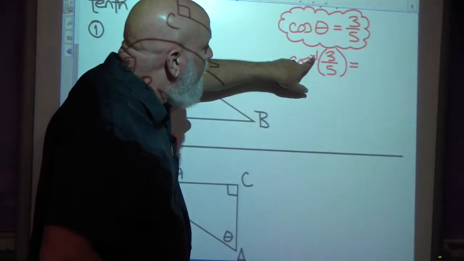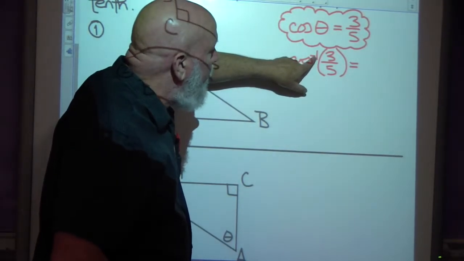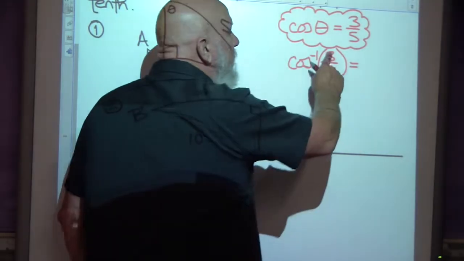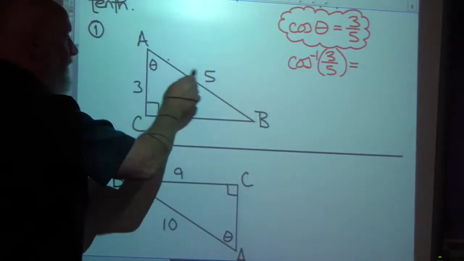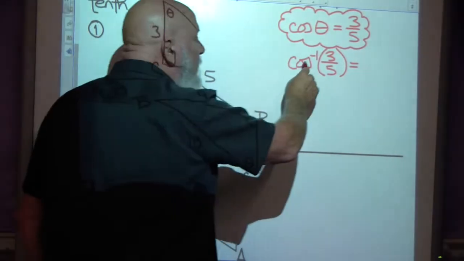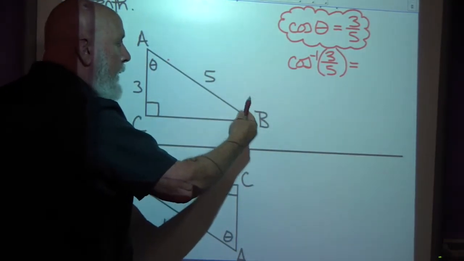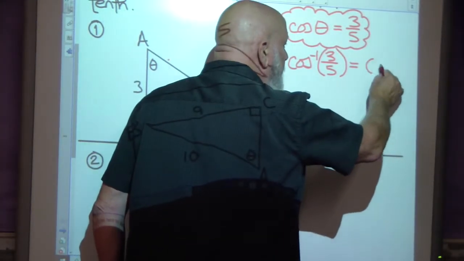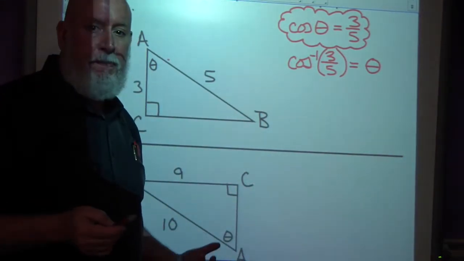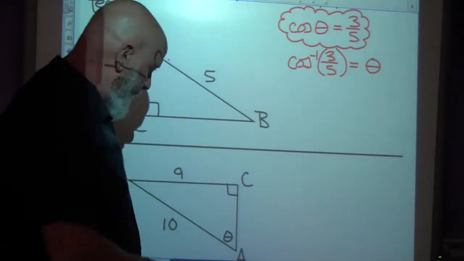So this little thing that looks like an exponent that's a -1 right here, this tells my reader that I'm going to take the inverse cosine of a known ratio that's the cosine of an angle. The cosine of theta is 3/5, so the inverse cosine of 3/5 will give me the measure of this angle. And so that would be theta. And now I just need to know how to plug this into my calculator. If I can get this into my calculator, I'll know the measure of angle theta.